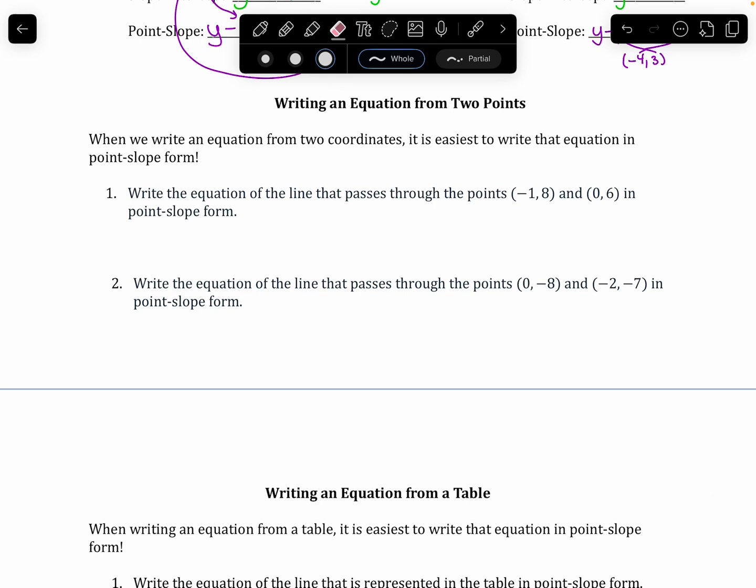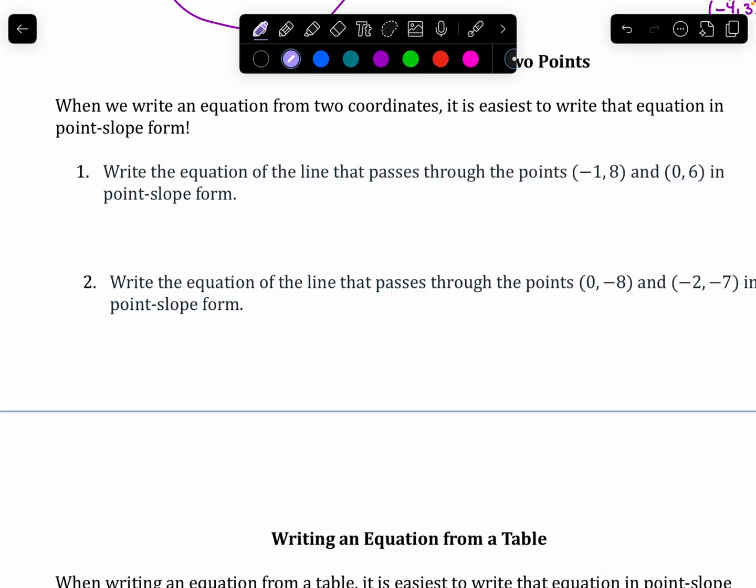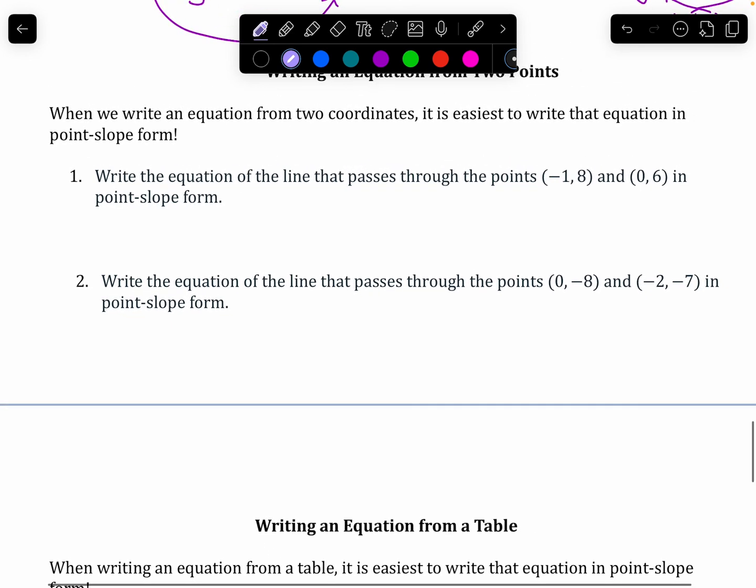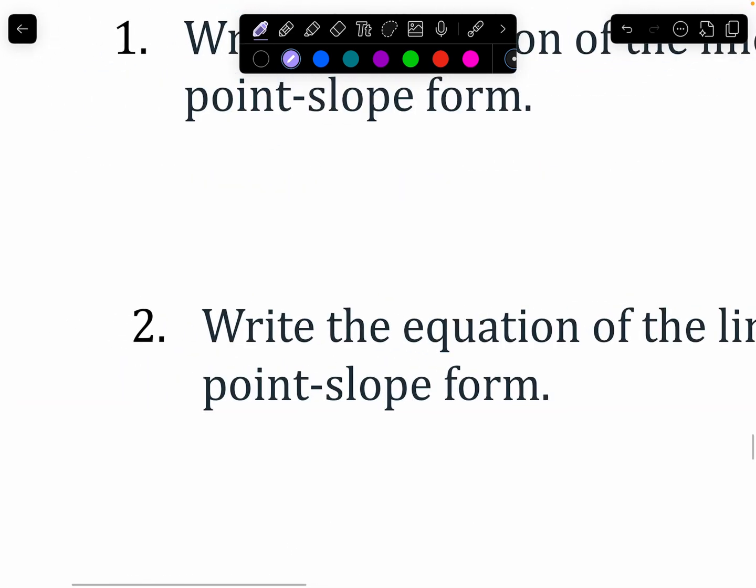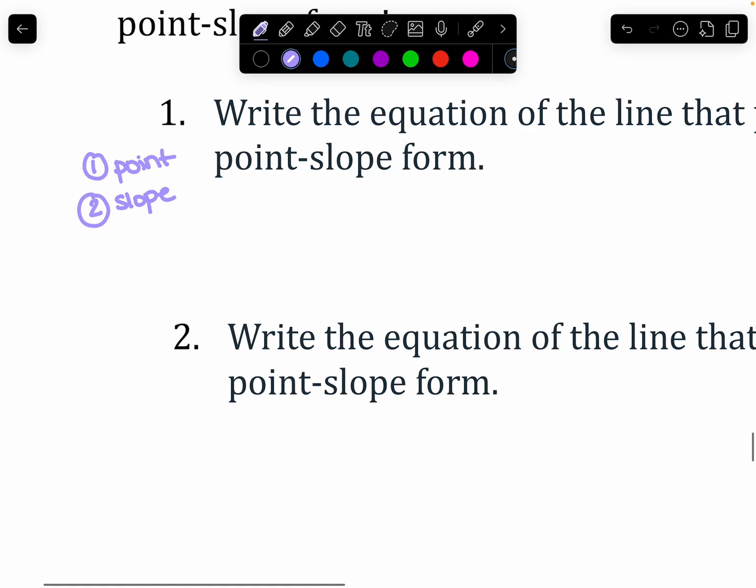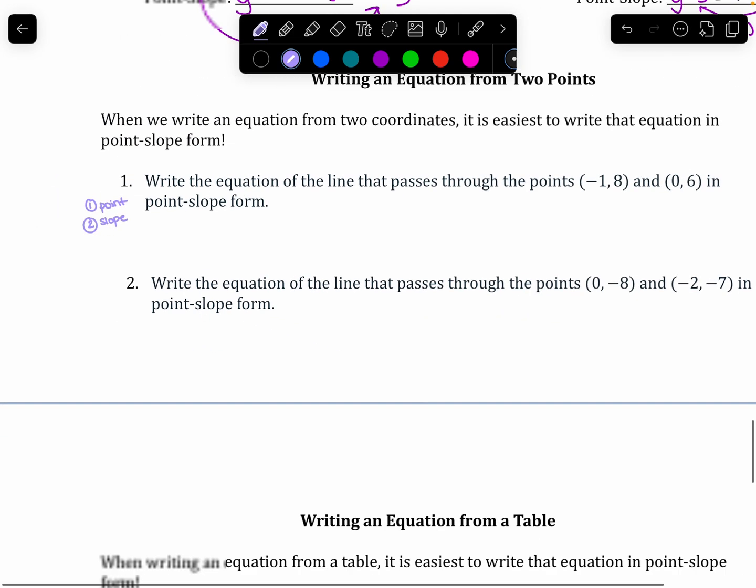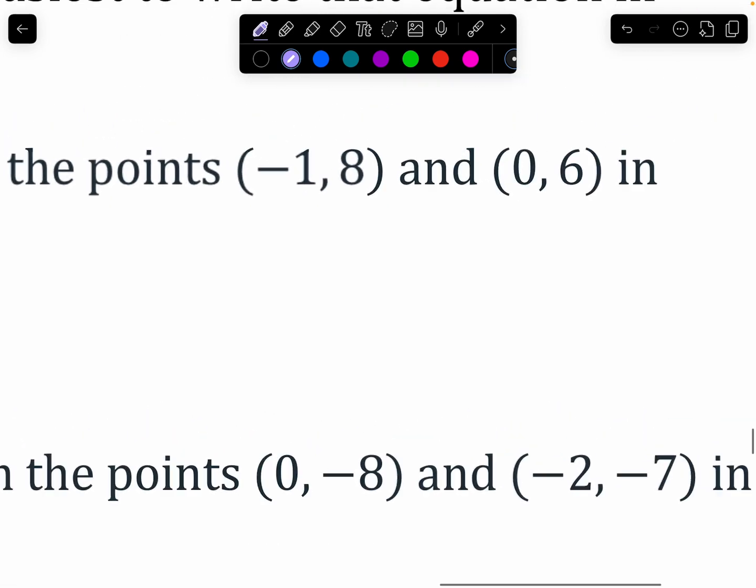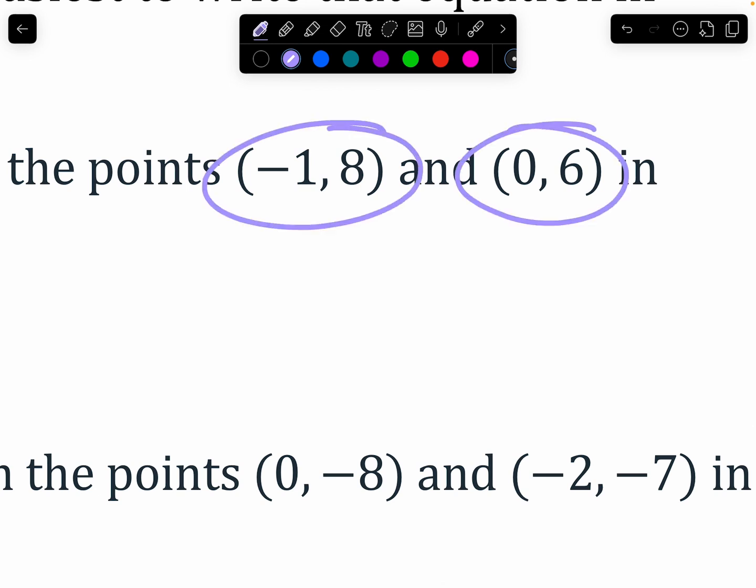Now, we're going to talk about how to write an equation from 2 points. When we write an equation from 2 coordinates, it really is easiest to write the equation in point-slope form, but you don't have to. But I'm going to show you how to do it in point-slope form only because that's really, truly the easiest way to do it. Okay, when you write an equation of a line in point-slope form, you need 2 things. You need a point, and you need your slope. Shocking, right? The whole formula itself is called point-slope form.